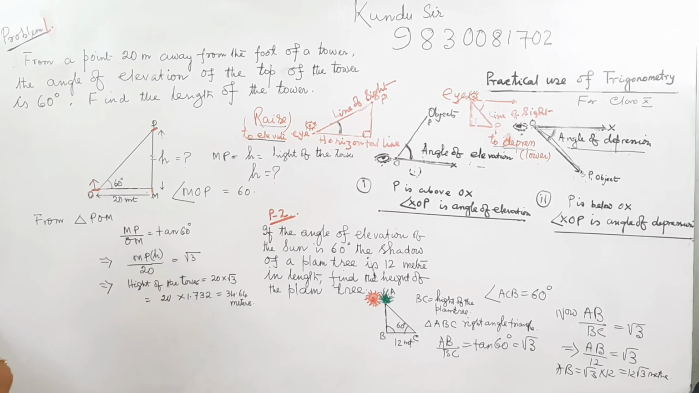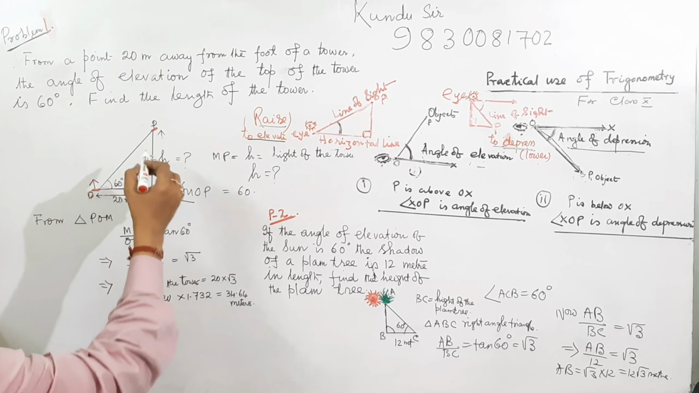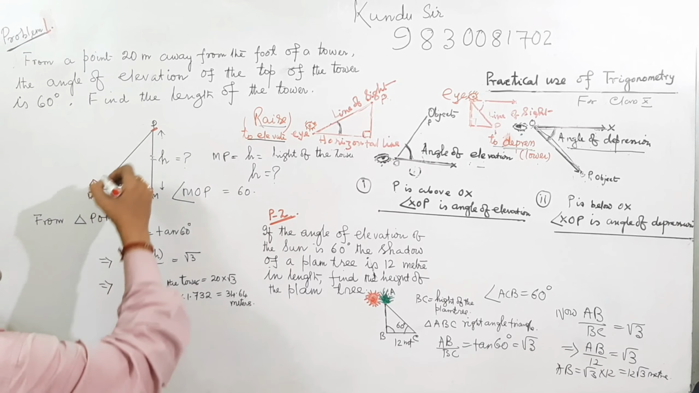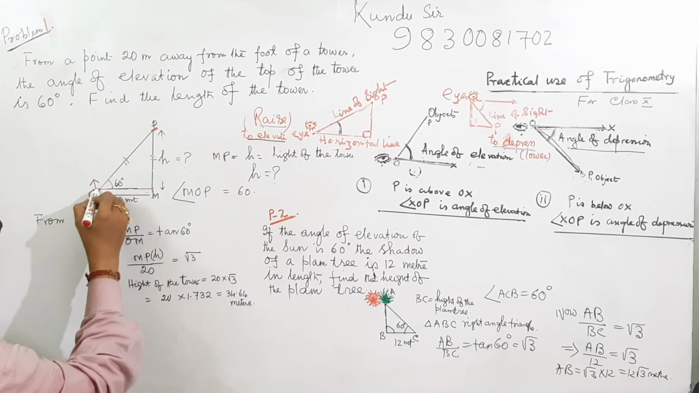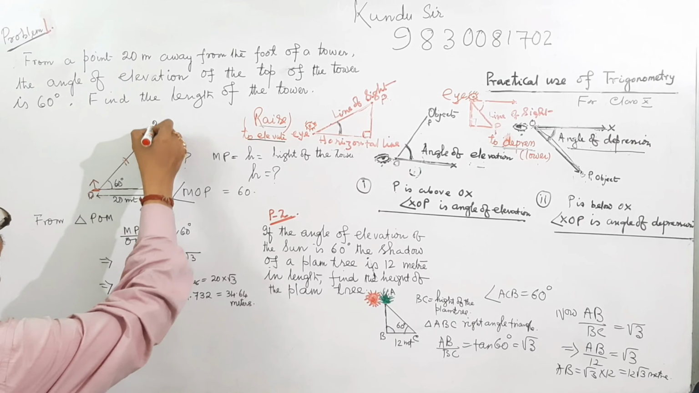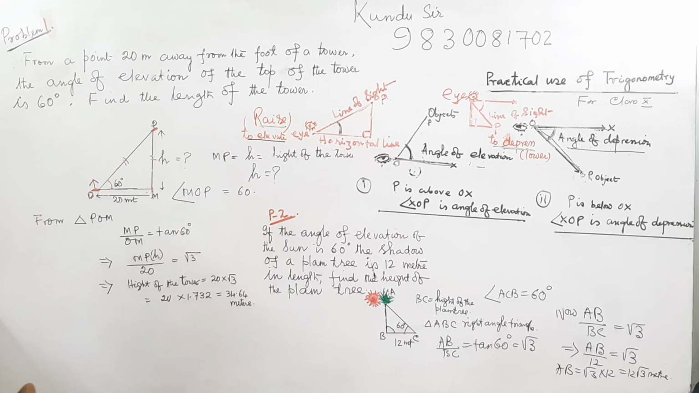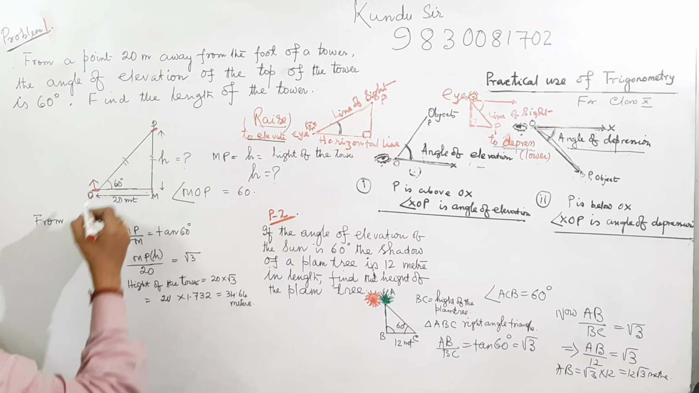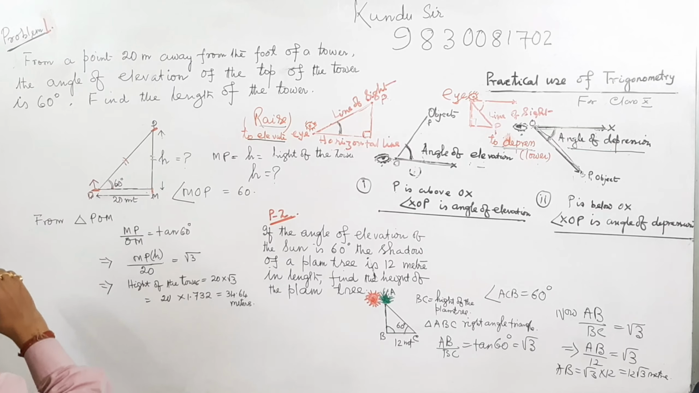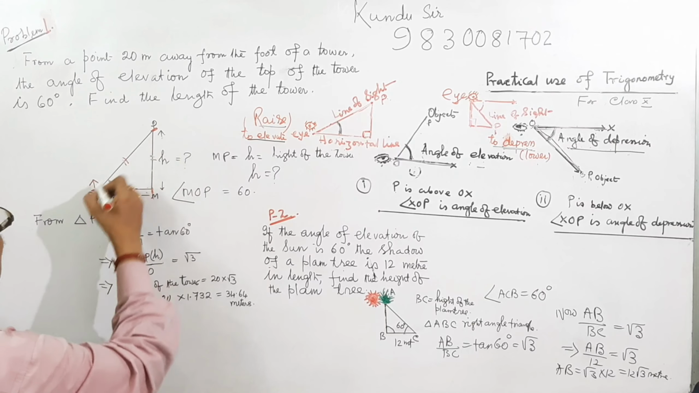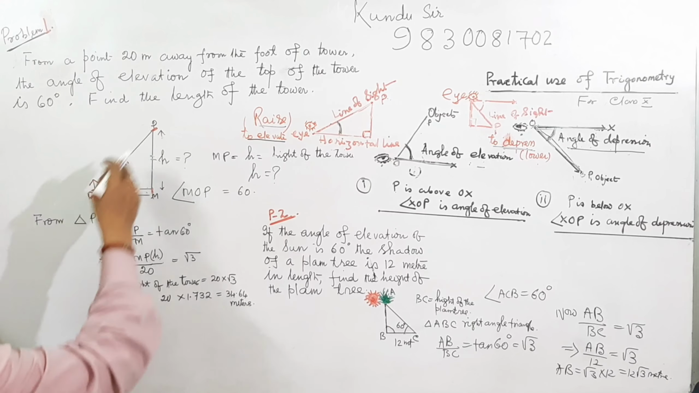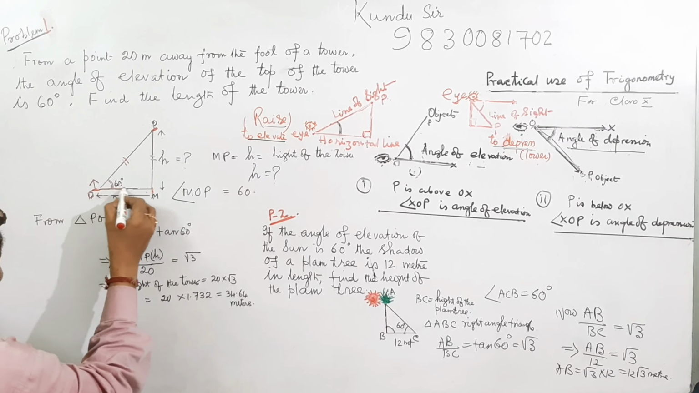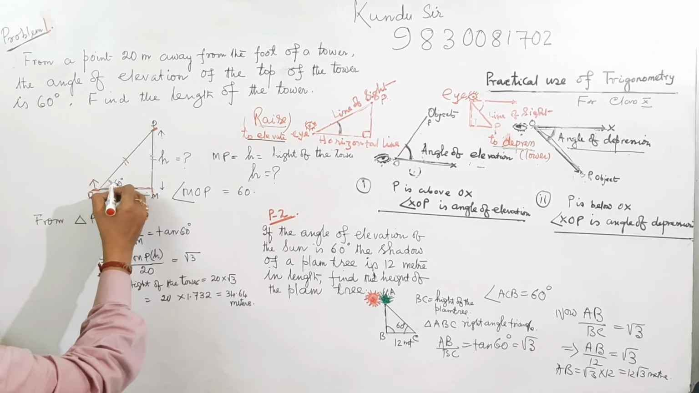And the angle of elevation, what is the angle? This one is the line of sight. Someone is standing here and wants to see the top of the tower, and the angle between the line of sight and the horizon is equal to 60 degrees.